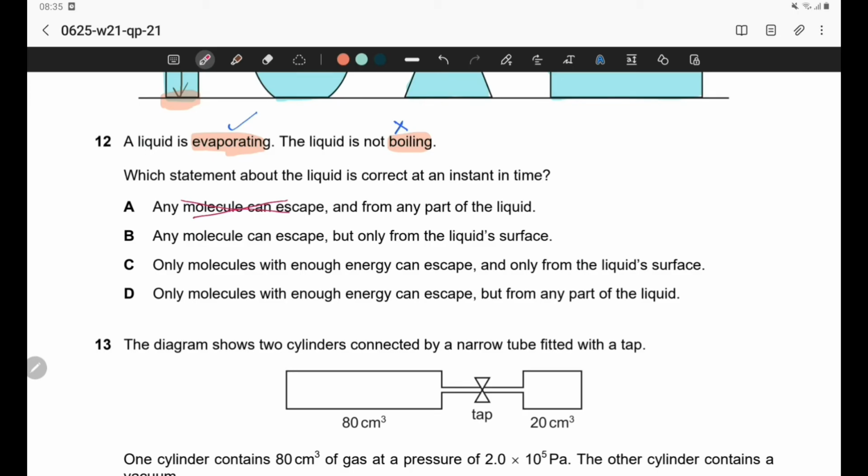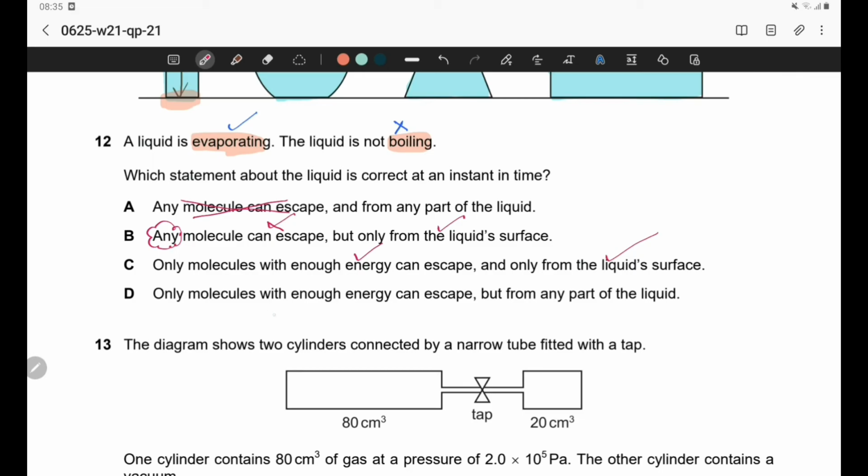Option B, any molecules can escape. Again, yes, but only from the liquid surface, which is correct. But it's not any molecule. Only the molecules with highest energy will escape. So option B is also wrong. Half of the statement in option B is correct, but it's not any molecule, only the molecules with high energy. Let's look at option C. Only molecules with enough energy can escape, only from the liquid surface. Yes, that is correct.